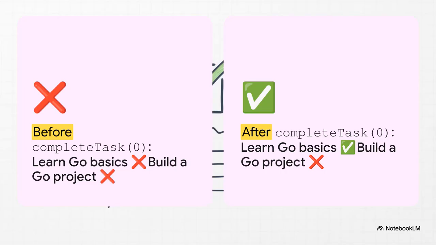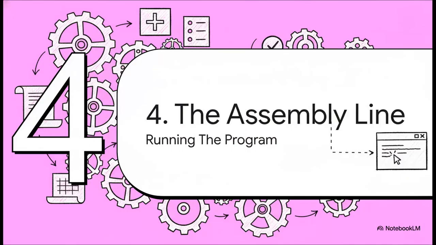And this illustrates it perfectly. Our complete task function is pretty clever. You just tell it which task you want to complete by its position in the list. It then finds that specific task and just flips its completed status from false to true. You can see right here how only that first task changes from a cross to a check mark. Done. So we have all these individual parts, right?